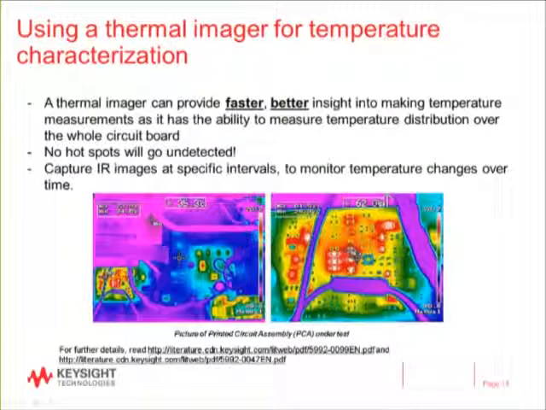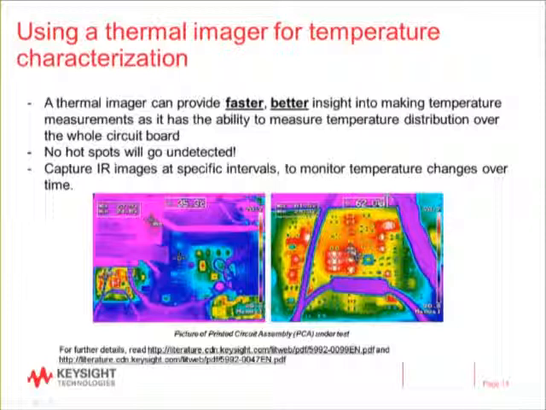So with a thermal imager, you can get faster and better insight into the circuit board's overall temperature distribution. You can also capture images at a specific time interval to monitor the temperature changes during power up or over a specific time period. Shown here in this slide are some IR images of a PCA under test. Okay, as you can see, there are hotspots around the PCA.